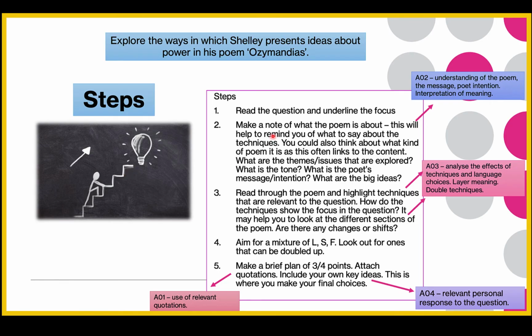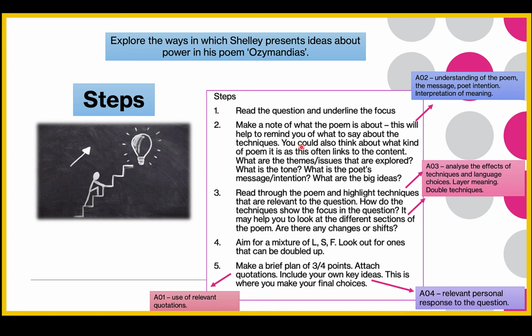So step one is just to read the question and underline the focus. So just think to yourself, okay, what am I looking for? What is my essay going to be about? What am I responding to? And in this question, it's how does Shelley present ideas about power? So you're going to be thinking about anything to do with power, the ideas in terms of what Shelley's trying to show you or comment on in terms of power. And exploring the ways, that's just the methods. So obviously you'll be picking out the methods and analysing those.